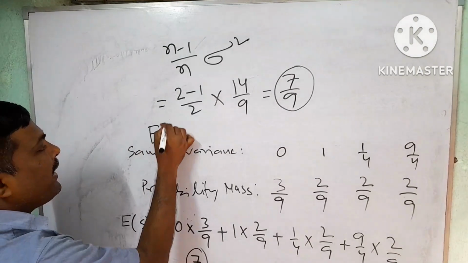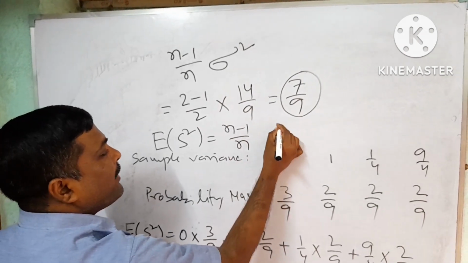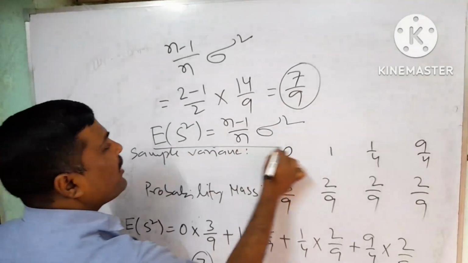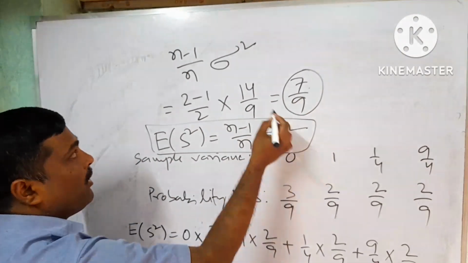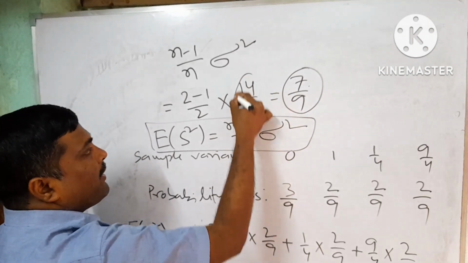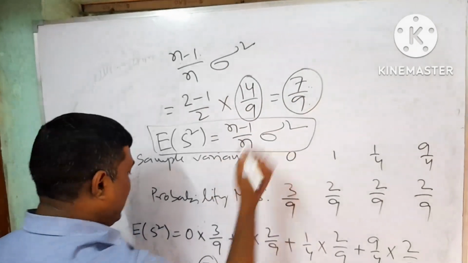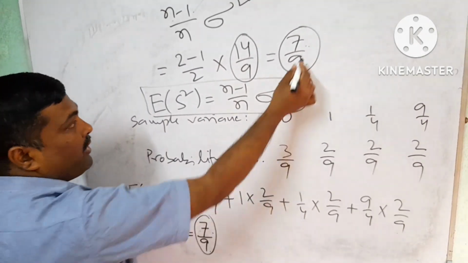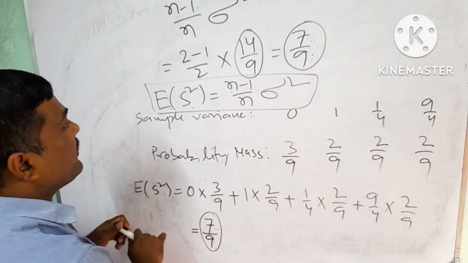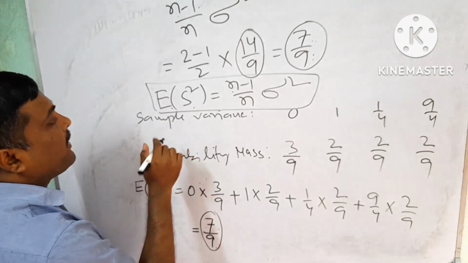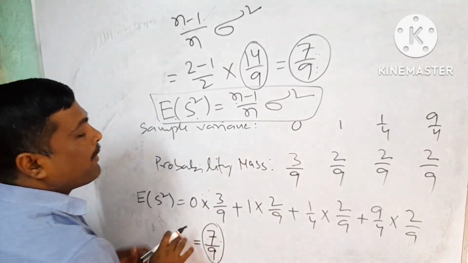So E of S square equals n minus 1 by n sigma square. Sigma square is 14 by 9, and n minus 1 by n into sigma square is 7 by 9, and E of S square is 7 by 9. So these are equal. From the sampling distribution of sample variance, you can calculate E of S square, that is n minus 1 by n sigma square.